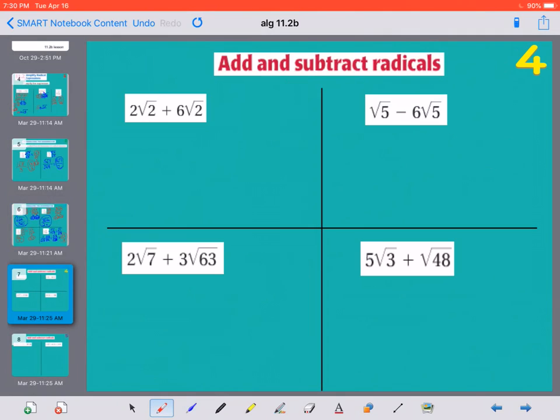Now, adding and subtracting radicals. We're going to think about this as if we were combining like terms. So we're going to think of the radical as an x. So I'm going to have 2x plus 6x. If I add those together, I get 8x. We're going to do this the same way. We're going to think of the radicals as x's. So we're basically going to have 2 plus 6, which is 8. Then the radical stays the same because they were both 2's.